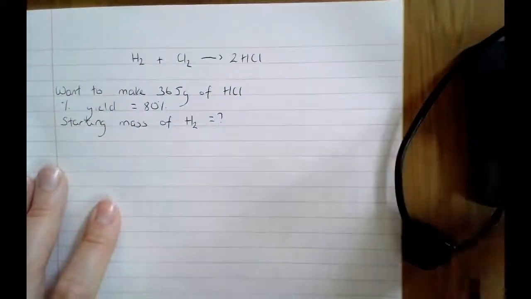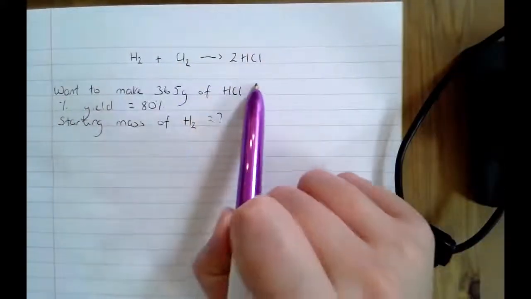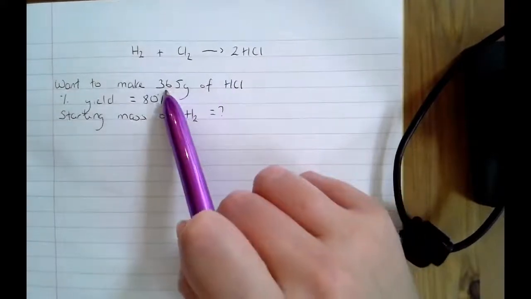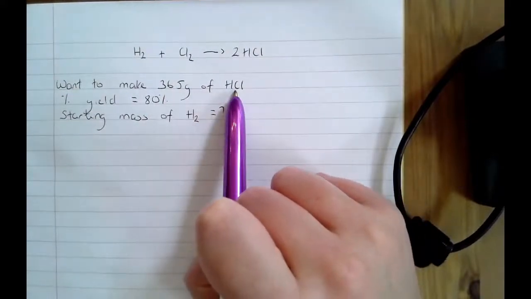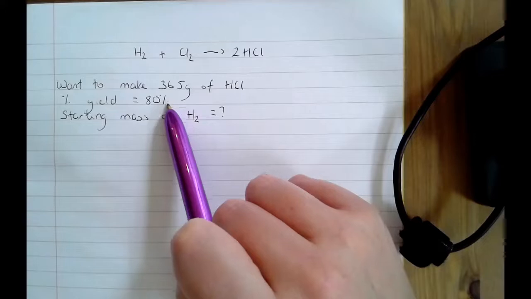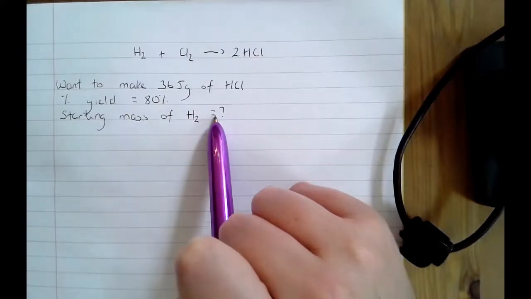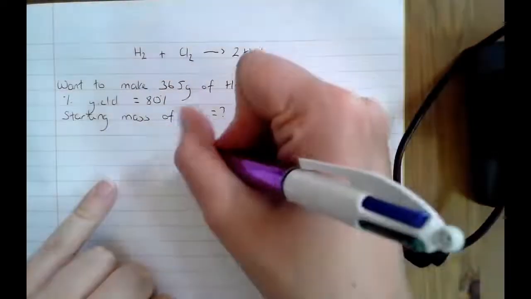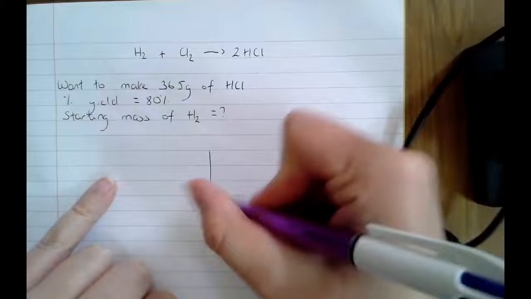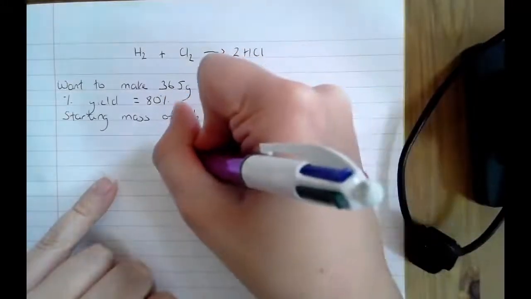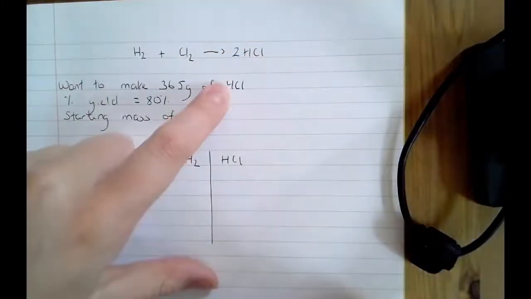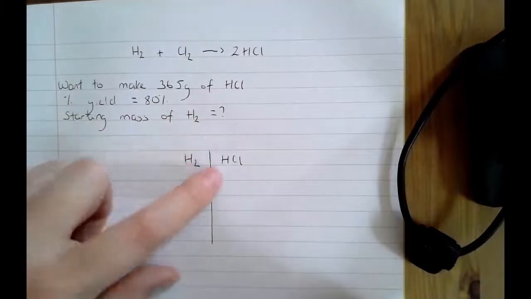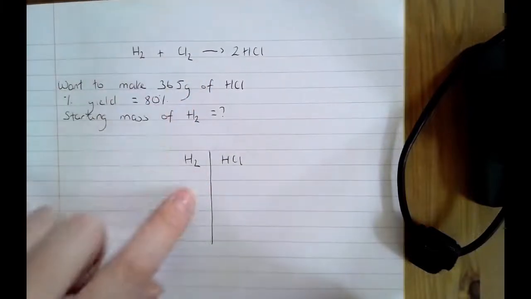So another way they can ask this question is they'll tell you how much HCl that you want to make. So I'm going to say we want to make 365 grams of it, and they'll tell you what the percentage yield is for the reaction, and they'll ask you to calculate how much hydrogen you should start with. So again, you're going to start off with just your simple moles table between HCl and H2. So given information about HCl, I'm asked about H2. They're the two things I'm going to include. I can leave chlorine out completely.